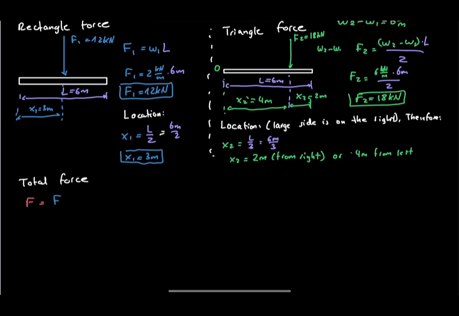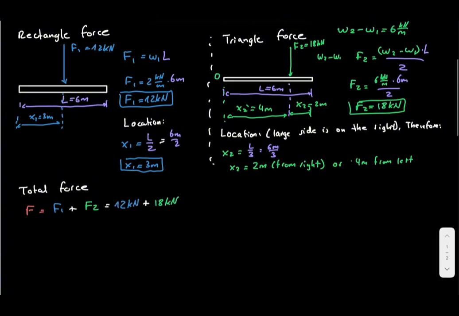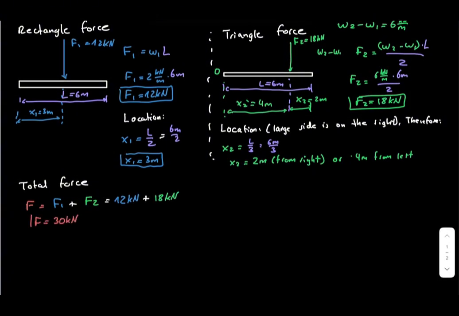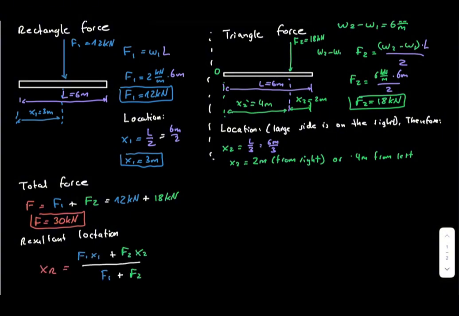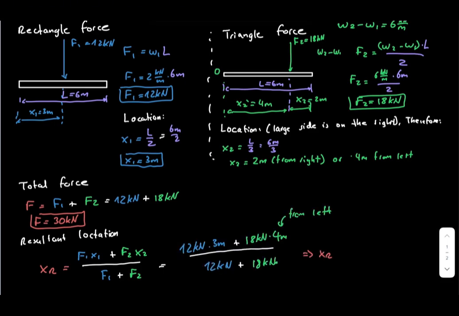Now we combine both forces. The total equivalent force is 12 plus 18, which equals 30 kilonewtons. To determine the location of the resultant force, we take moments. The location is calculated by dividing the sum of the individual moments by the total force. Substituting the values gives a location of 3.6 meters from the left side.